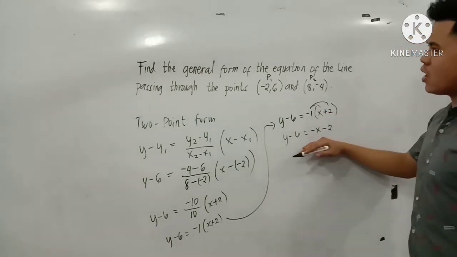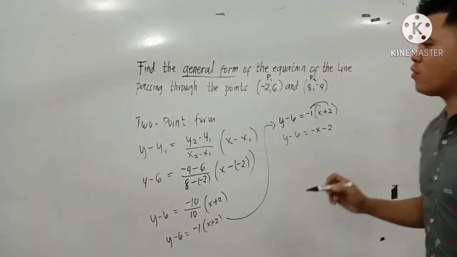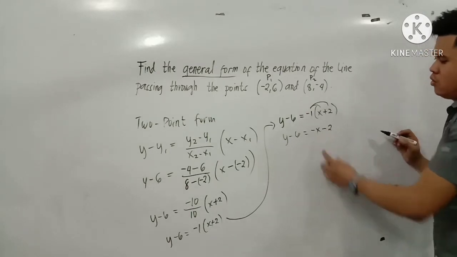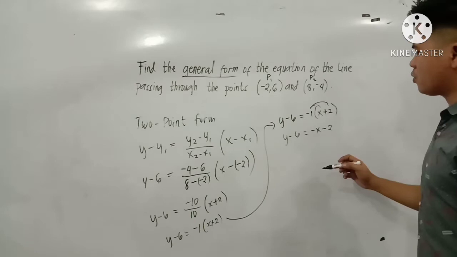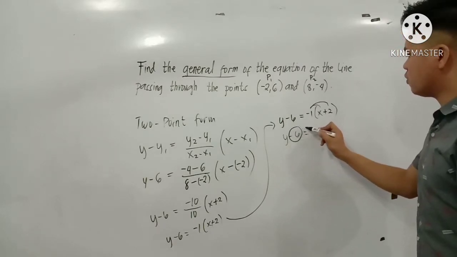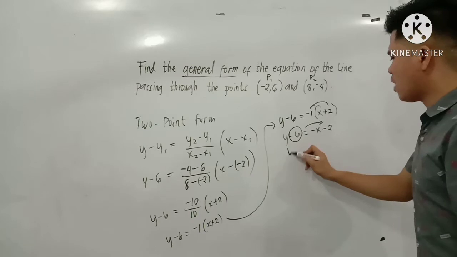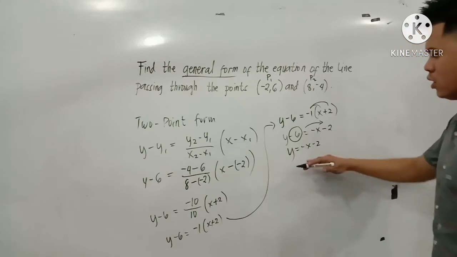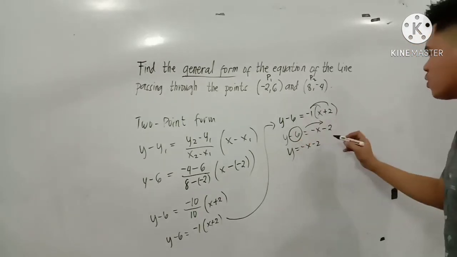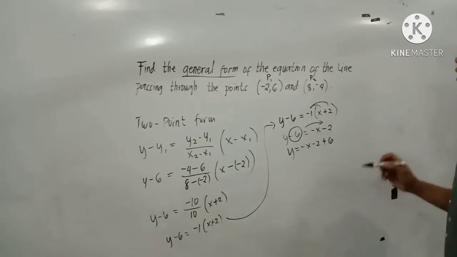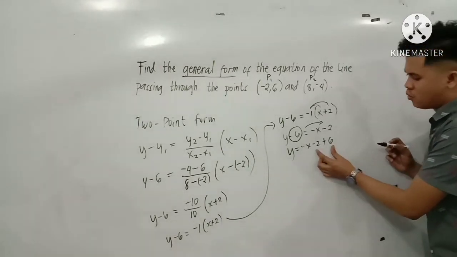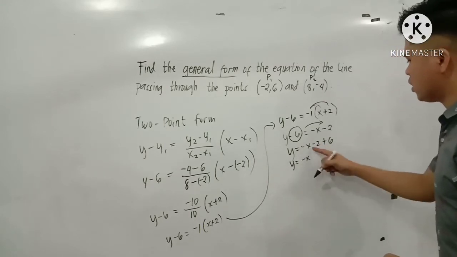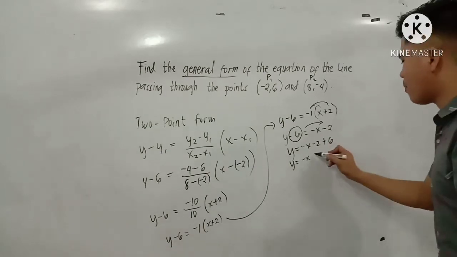Then, our target is to find the general form of the equation. So that means the right side of the equation must be 0. So, simply, we have to transpose first this one to the right side of the equation. Copy first y, then all the terms, negative x minus 2. Then this one, negative 6, if we transpose, becomes positive 6. Then, if you observe, we have here two constants, so we have to combine them. Copy again y, then negative x. Negative 2 plus 6 is simply positive 4.